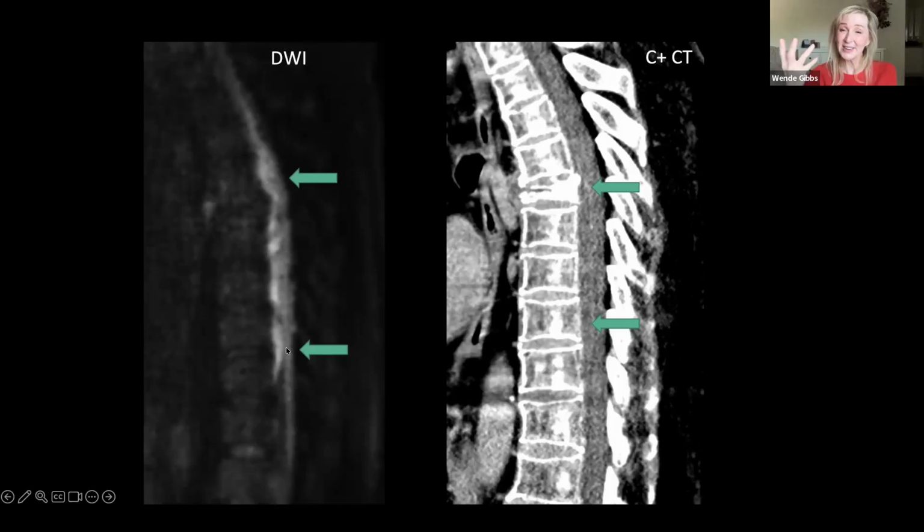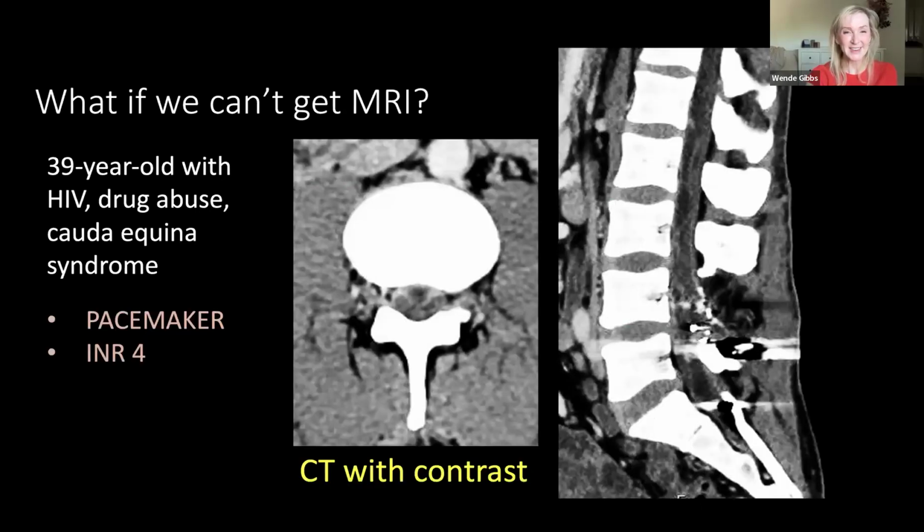So the point is, you can get a contrast-enhanced CT. If you look really carefully, you might get the answer. But also, if you get an MRI, get diffusion if you can. Here's just another case where we couldn't get the MRI at all because of a pacemaker, and with his high INR we couldn't give him a myelogram.